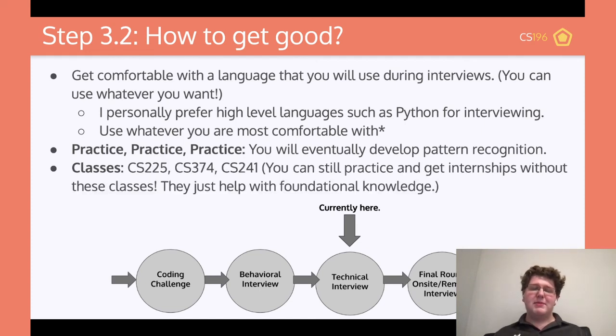And then classes are going to be a big thing. As I mentioned, CS225 is really important for some of them. But other classes include CS374, which is algorithms, and CS241. And you can still get practice and get internships without these classes. They just really help in being able to understand the technical interview questions a little bit more.